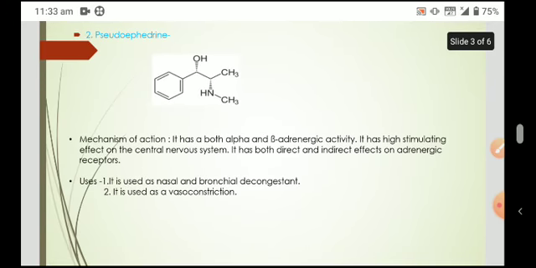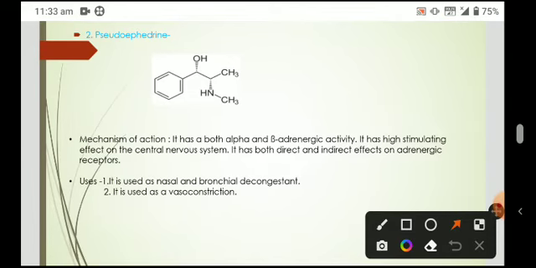Now the second drug from this category is pseudoephedrine. First point regarding pseudoephedrine is mechanism of action. It has both alpha and beta adrenergic activity. It has a high stimulating effect on the central nervous system. Third, it has both direct and indirect effects on the adrenergic receptor. Second point is uses. It is used as a nasal and bronchial decongestant, and second, it is used as a vasoconstrictor.